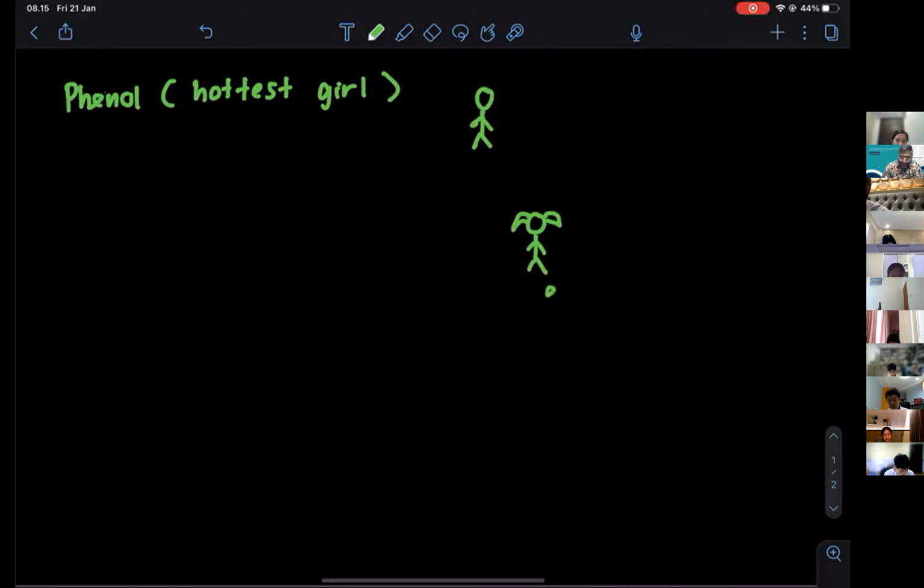Phenol is like the hottest girl, or the hottest guy in the class. If you are a guy or girl, let's say this is the girl, and you see this one guy, and then you are attracted. So this is going to be the electrophile. You're attracted, but then you have another guy who's very tall, very athletic, very cute, like a Korean model or something like that.